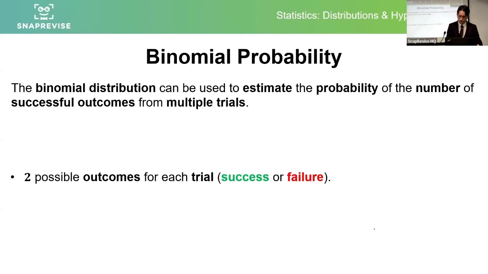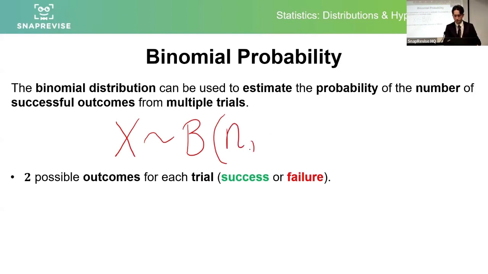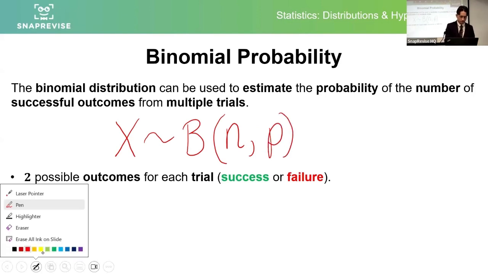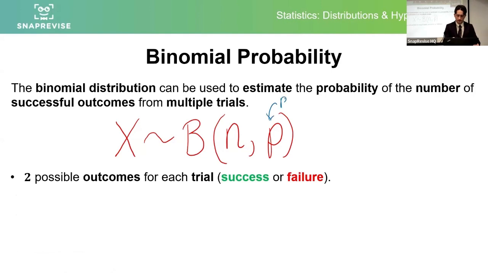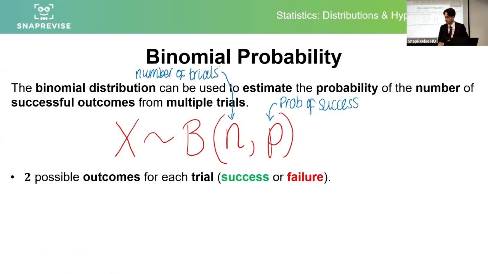So the notation we use is we say that x, the random variable, follows a binomial distribution with n, the number of trials in total, and p as the probability of success of each trial. People do find this notation a bit weird and think, how do I even say that? So we say x follows the binomial distribution with n number of trials and p is the probability of success.